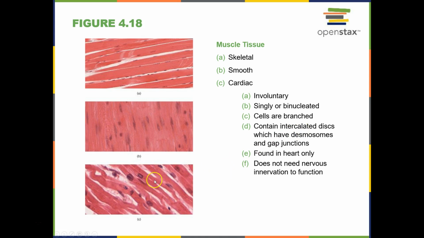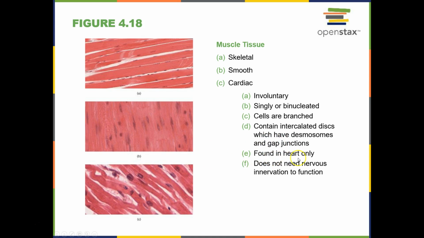Intercalated discs are regions in the cardiac muscle, and you don't really see them in this figure. You can kind of see one right there, that darker line there. You can see one there, you can see one there. So you can see them, they're just not as pronounced as in some pictures that I've seen. The intercalated discs contain desmosomes and gap junctions. Desmosomes are a junction that holds the different cells together. Gap junctions are junctions that allow for communication.